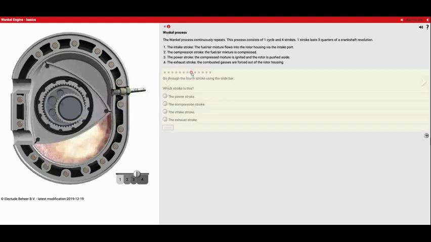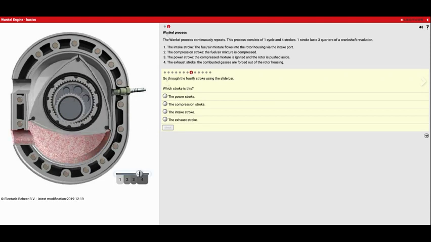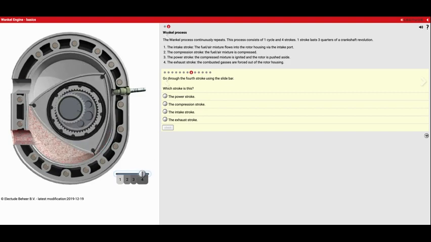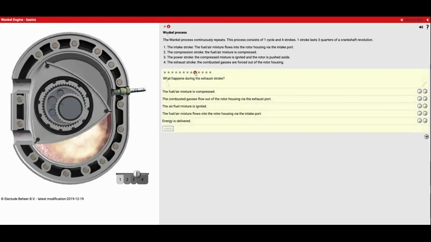We'll go to number 8, and now we're on to the 4th stroke. Use that slider bar, take it through the last part here, and now you're going to see all of our burnt air and fuel, all of our exhaust is going to go out the exhaust part, and so we call this the exhaust stroke. Go to number 9. So during the exhaust stroke, the combusted gases are forced out of the rotor housing.